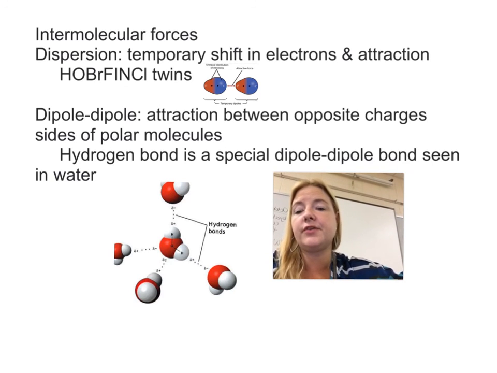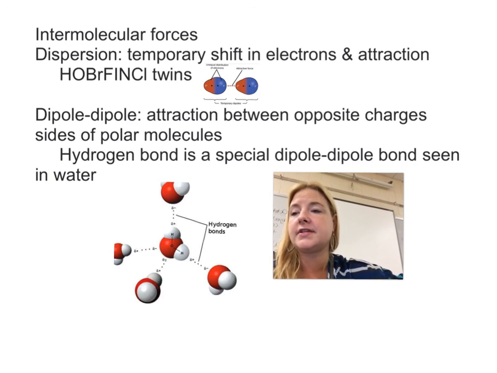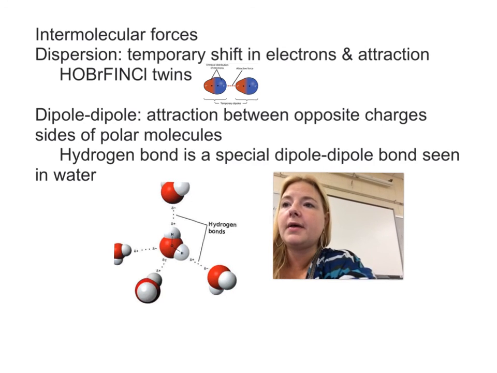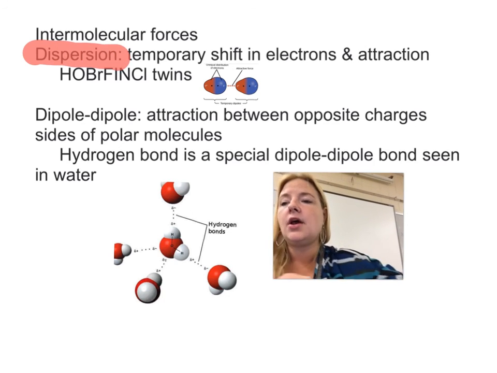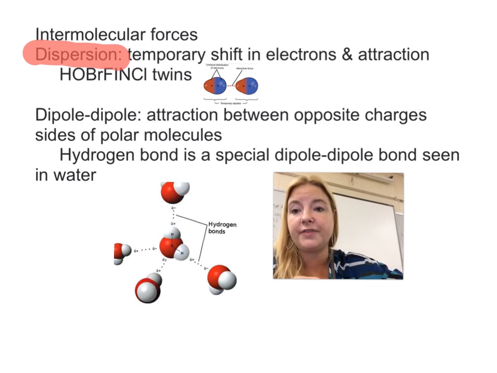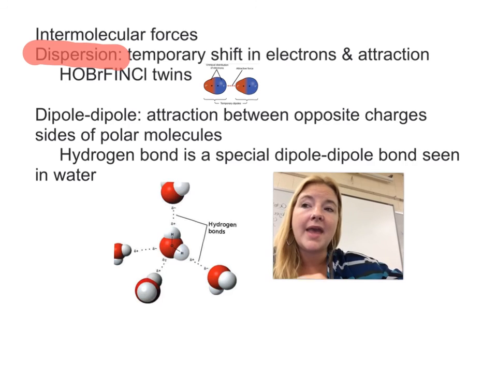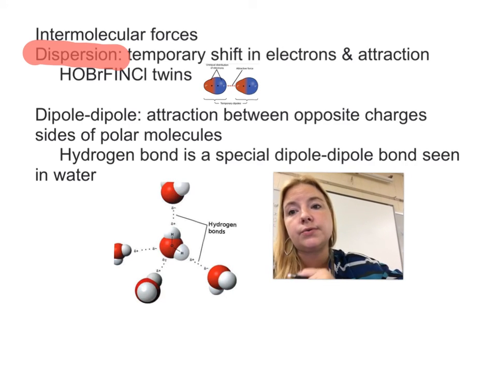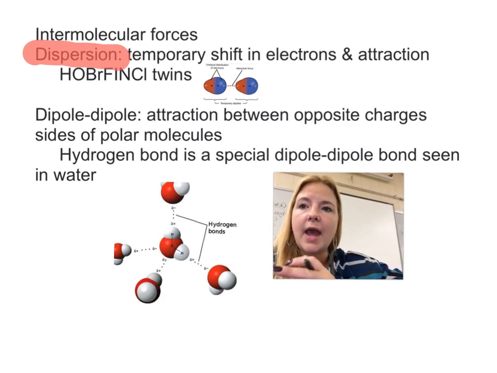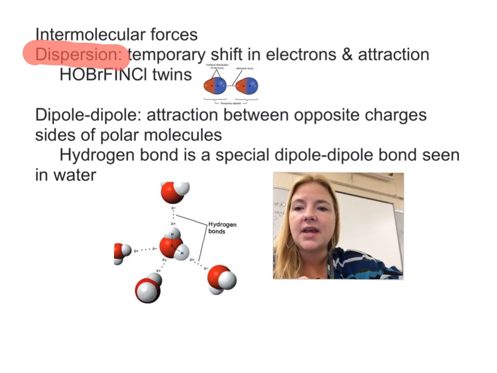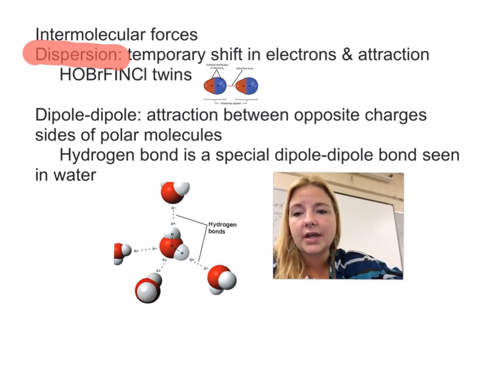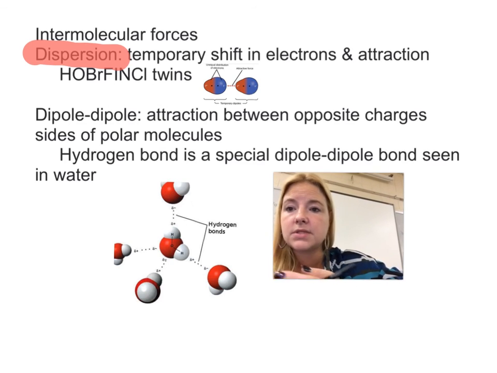So there are different names for the different intermolecular forces that we're going to see. One of them is a dispersion effect. We've already mentioned once the HOBEFINCI twins. These are molecules that are attracted to each other. They are going to exist as diatomic molecules, so they have two of them. So H2 is an example, O2 is an example of these. And basically what happens is there's just a shift in the electrons. Now this is a pretty weak attraction. Again, they're gases, and this attraction is fleeting, so it comes and goes.